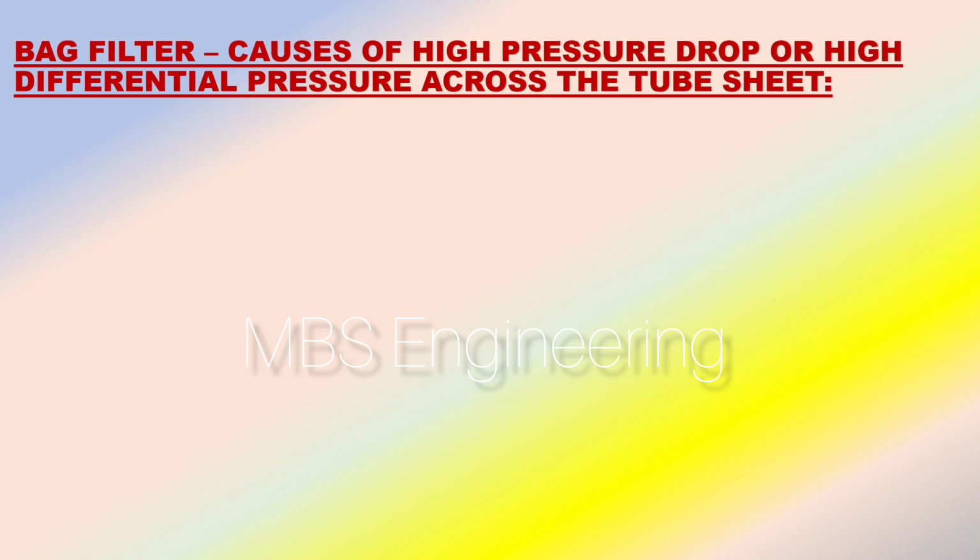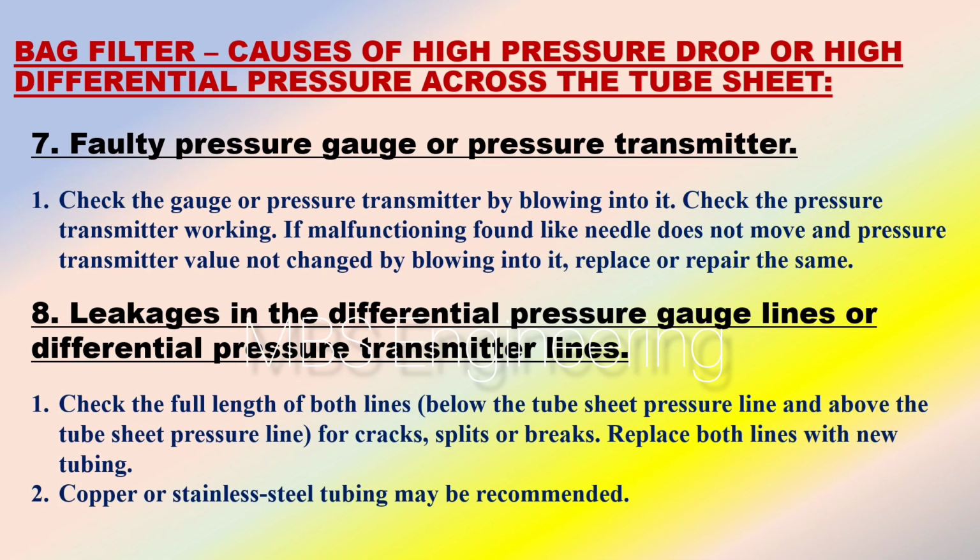One of the main causes of high differential pressure is the faulty pressure gauge or pressure transmitter in the bag filter system. Point number 1. Check the gauge or pressure transmitter by blowing into it. Check the pressure transmitter working. If malfunctioning is found, like the needle does not move and the pressure transmitter value does not change by blowing into it, replace or repair the same.